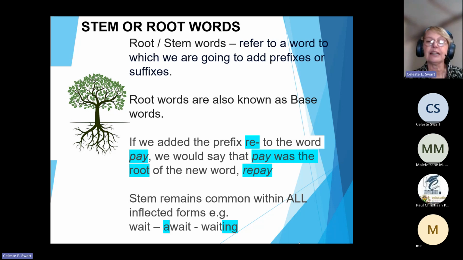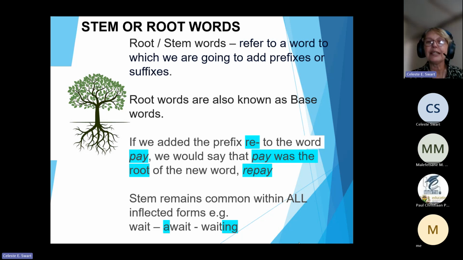Now, if we add the prefix re to a word like pay, then we're going to get repay. What that tells us is that the word pay is our root word or our base word. Something interesting to remember is that there's a slight difference between root and stem words. A stem word is supposed to always remain common within all inflected forms. So if you look at a word like wait, and you add an ing to get waiting, we see that these words all have one word in common. Wait stays as it is without any changes to it.